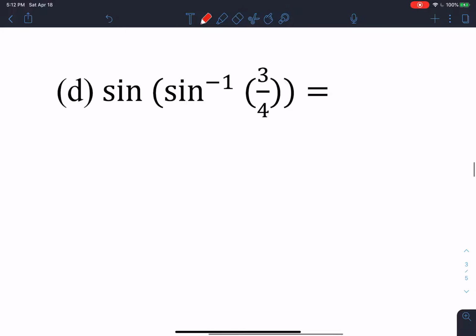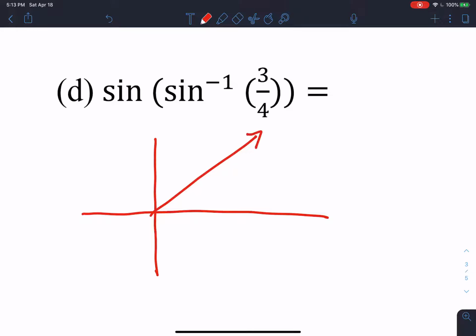Okay, and then letter D says sine of inverse sine of 3 over 4. Now, 3 over 4 is not a ratio that you have on your unit circle, but that's all right. You can draw it out. If you're given something that you don't know, draw it out. Now, 3 over 4 is positive, right? So that tells me that it's got to go in quadrant 1. If it was negative, I put it in quadrant 4.